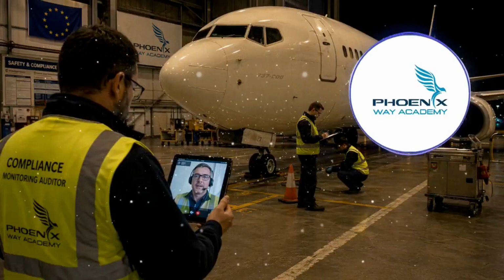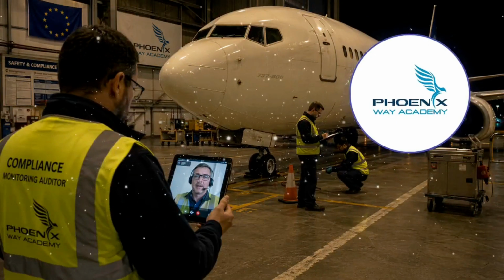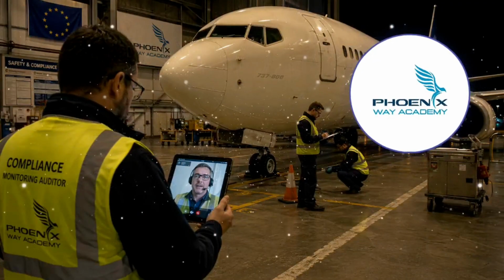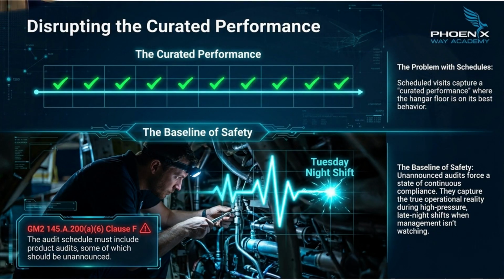Right. But a matrix is just theoretical until you apply a timeline to it, right? Exactly. Which brings us to Clause F, the chronological element. Let me grab the text. Clause F says, the audit plan can be presented as a simplified schedule, showing the operational areas of the organization against a timetable. But here's the mechanism that really drives compliance. The text requires that the audit plan should include a number of product audits, some of which should be unannounced. The unannounced product audit. That is arguably the most powerful tool in the entire compliance monitoring system.